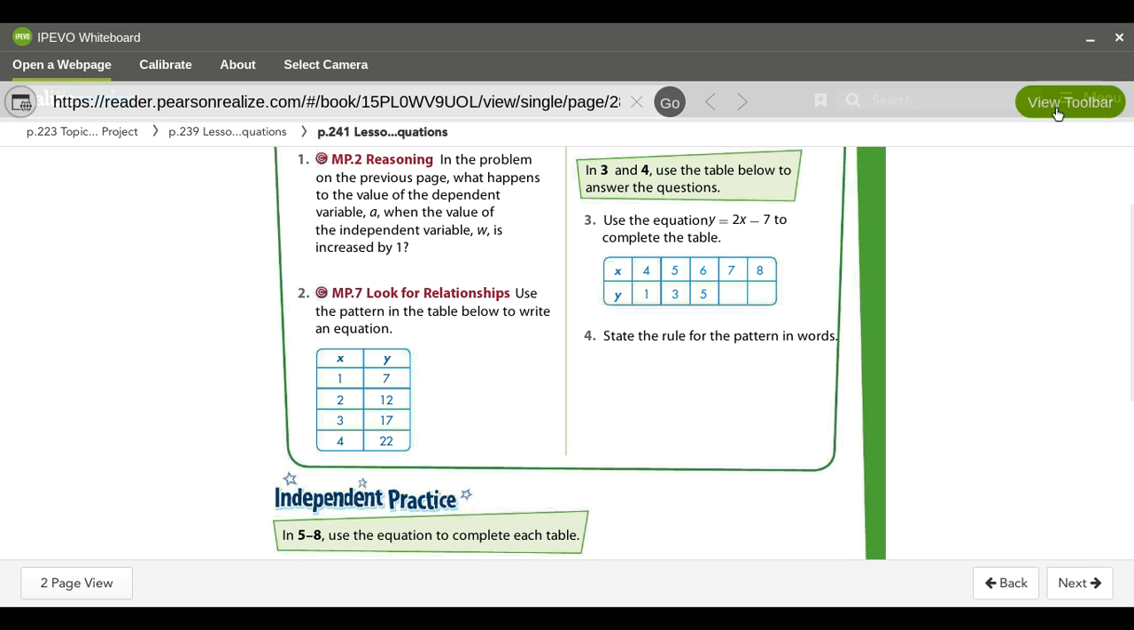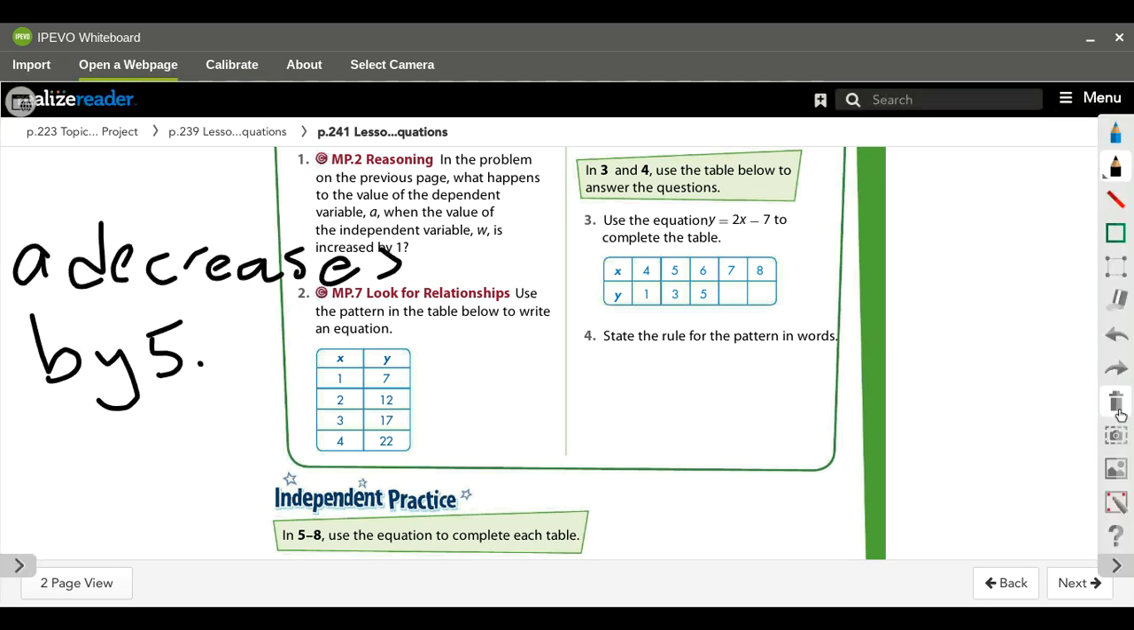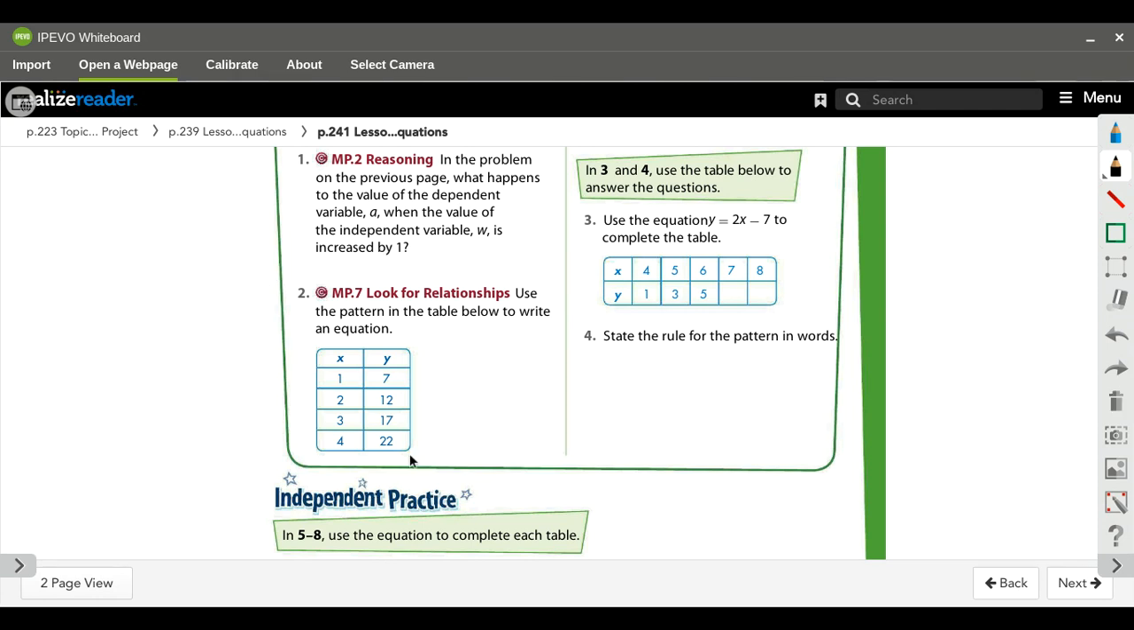All right. Number 2 says look for relationships. So we're going to really be looking at those patterns that we're seeing in the table to help us solve this. It says use the pattern in the table below to write an equation. So we're looking at what's happening between here and here. Now, it's not going to be a one-step equation like what we have been doing in 5-2. This is going to be a two-step equation. So I have to look at the relationship between x and y. So I have 1 and 7, 2 and 12, 3 and 17, 4 and 22.